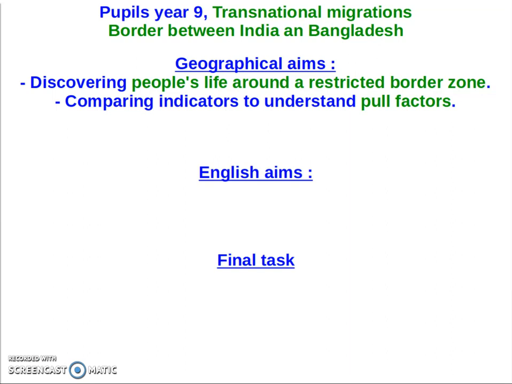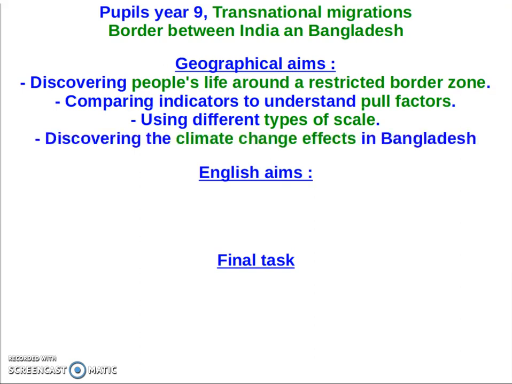They will understand the pull factors, and they will compare indicators. They will sometimes use different maps, and I want them to understand why climate change effects may be a pull factor.